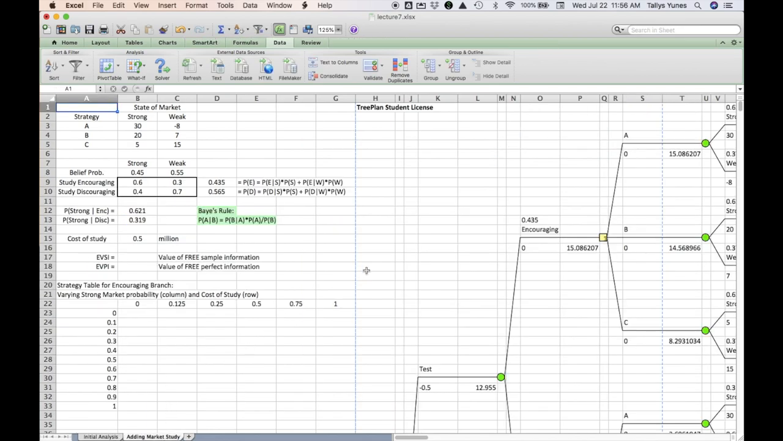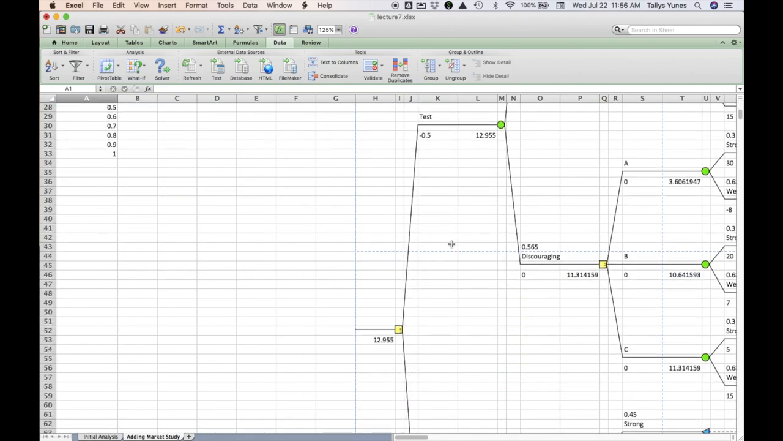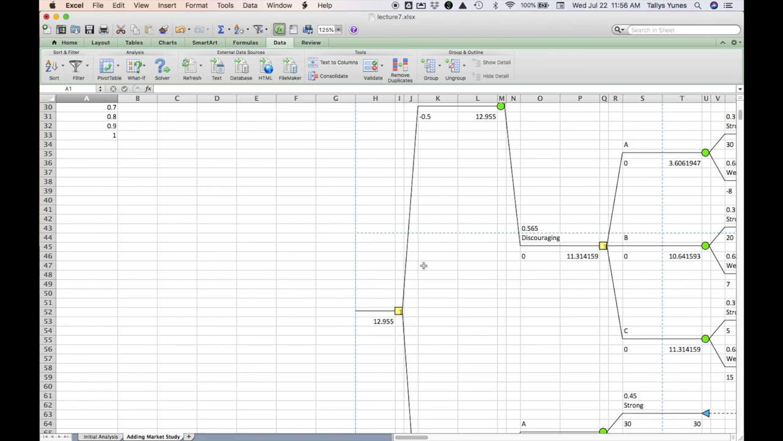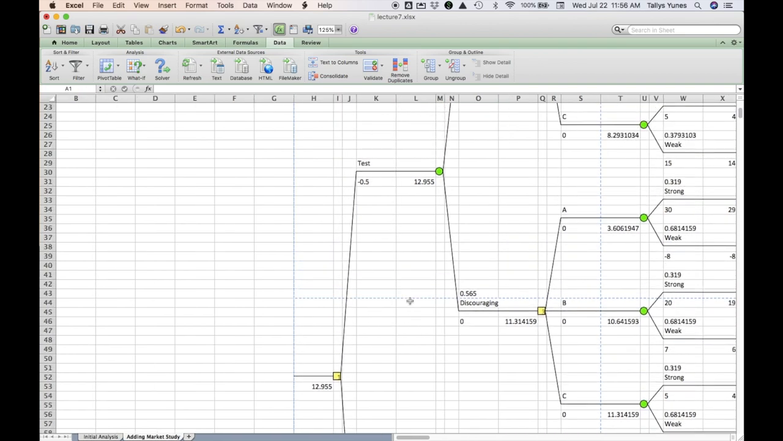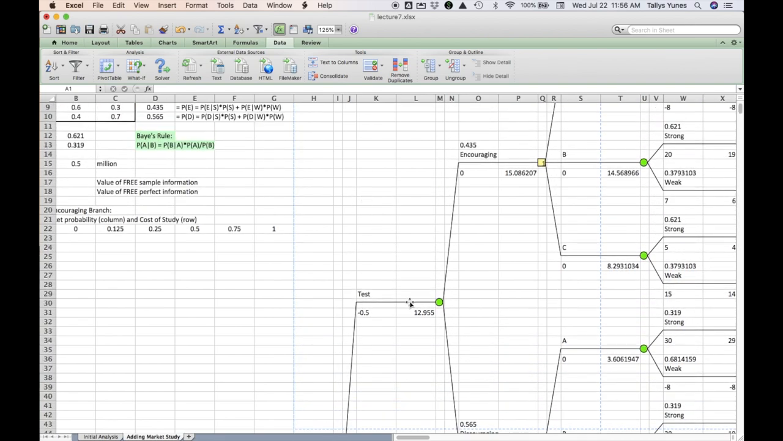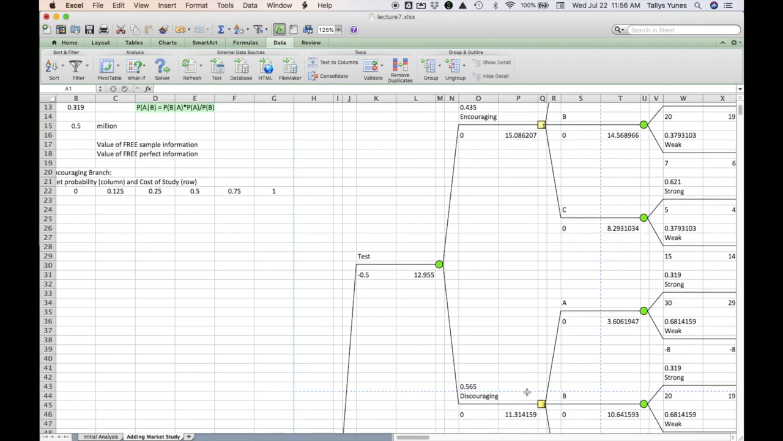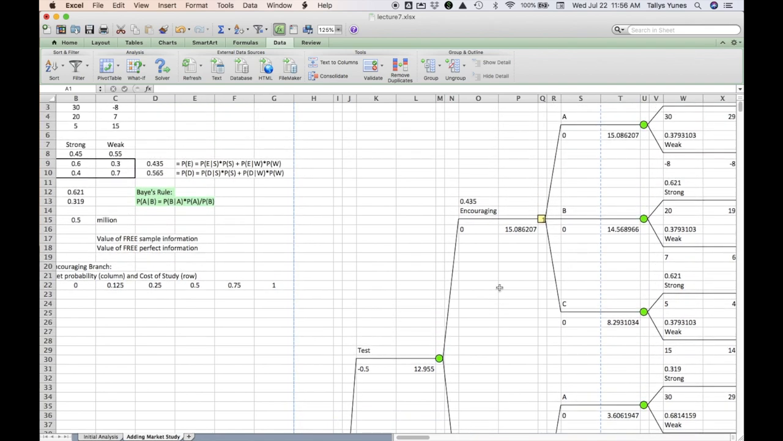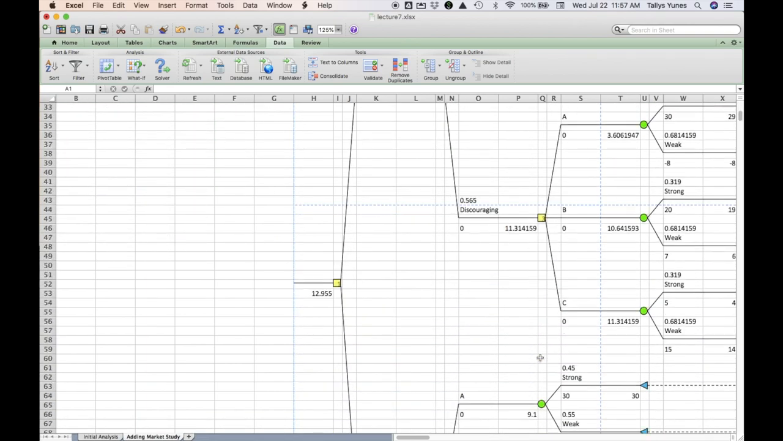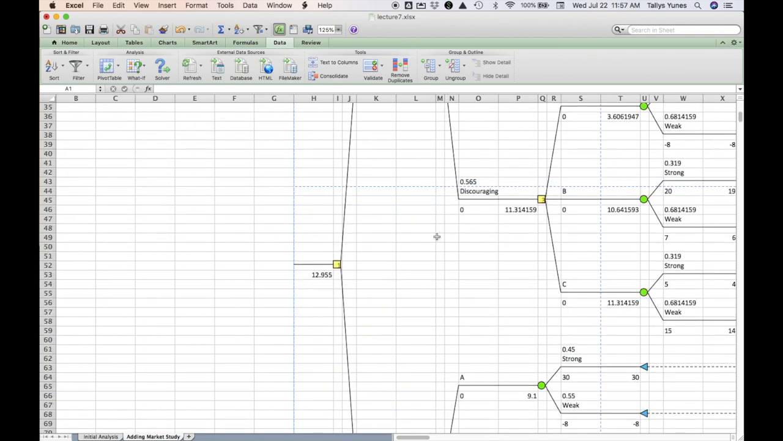And for that, I'm going to use the second larger tree, the second part of this strategy problem. If you remember, what we did here was before we choose ABC, we could run a test. And the tree says you should do that. So we went with the test. The test cost $500,000. The test could end up being encouraging or discouraging, at which point I would choose. If it's encouraging, the tree says go with aggressive. If it's discouraging, go with, you know, cautious.